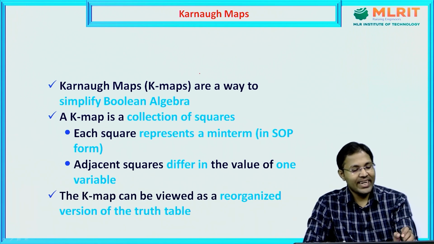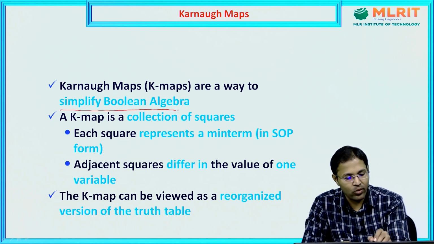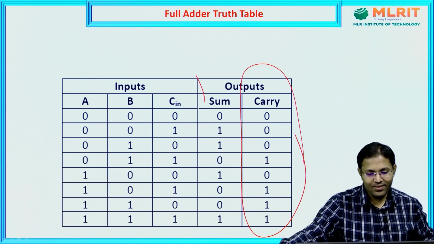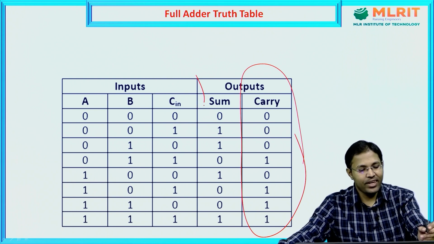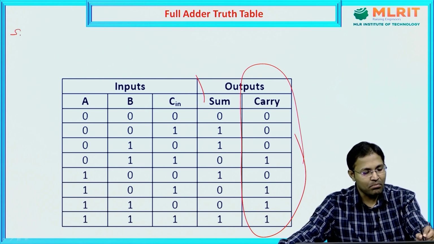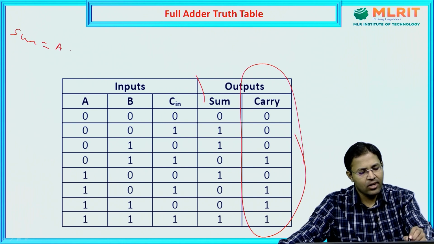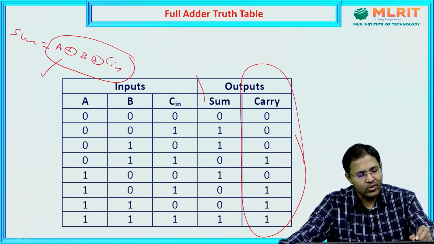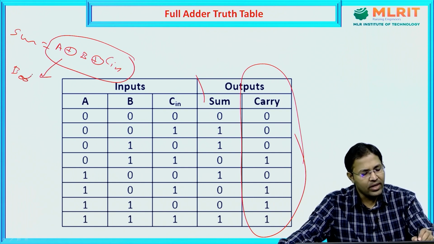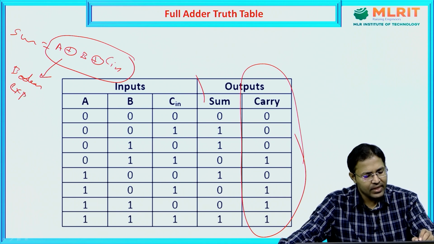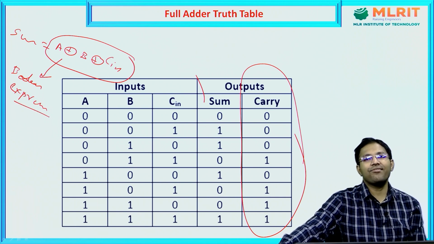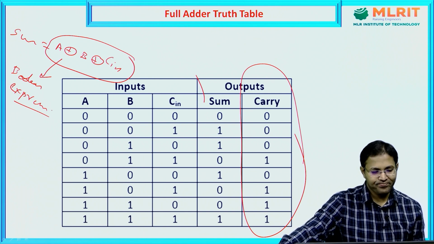So why do we need K-map? To simplify the Boolean algebra. To keep it simple, the expression that we got, that is sum, sum we got A XOR B XOR Cin. This is a Boolean expression. Example of a Boolean expression. It is simply, you can call it a formula in the Boolean domain.